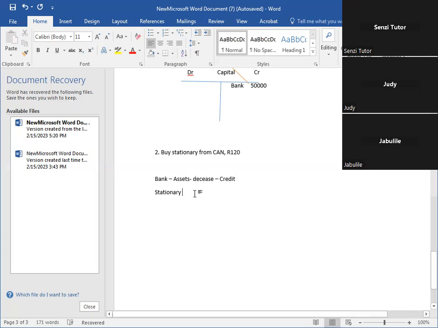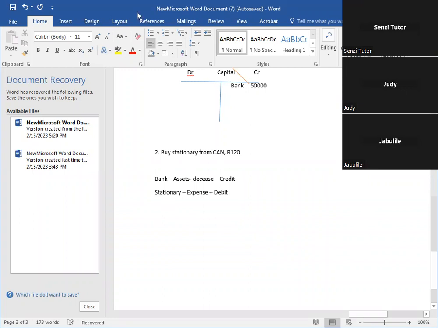Then in our last account, which is stationery, there is an increase in our expense. It is an expense from the owner's equity, remember. All right, it will increase. On which side? On the debit side, right?